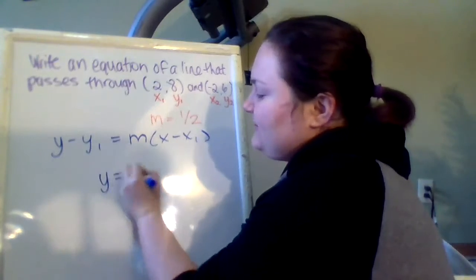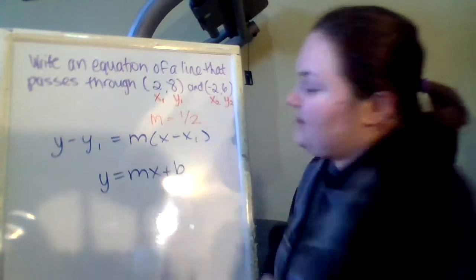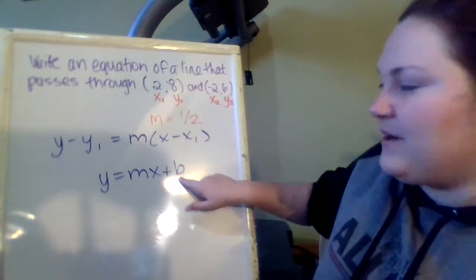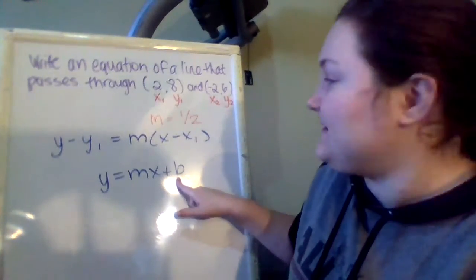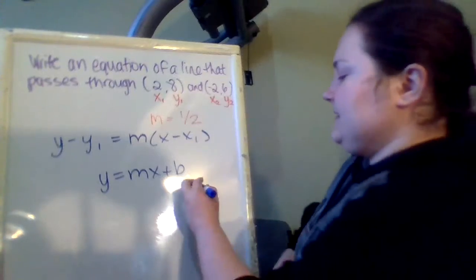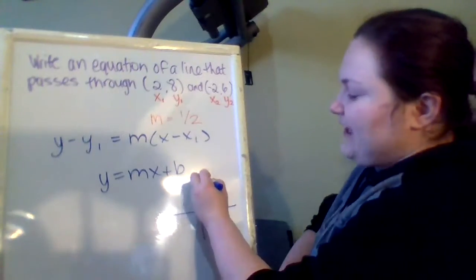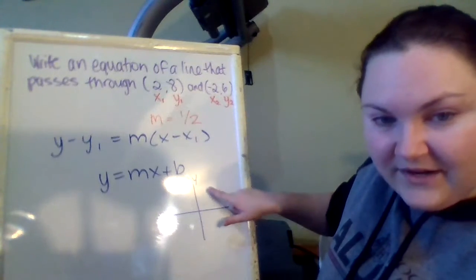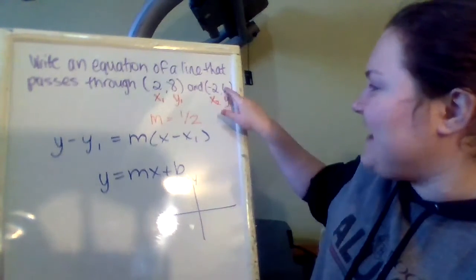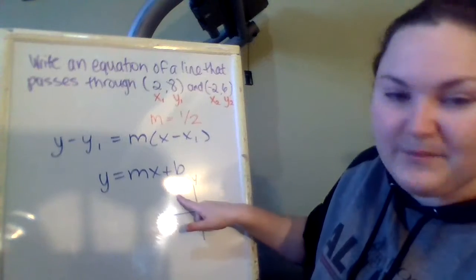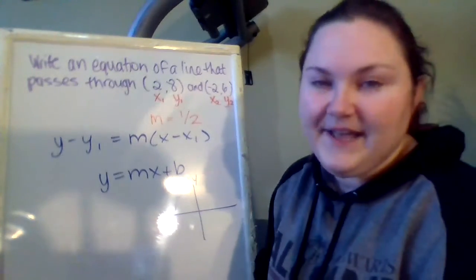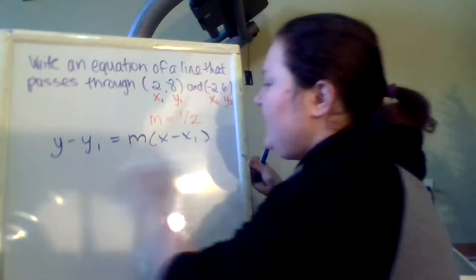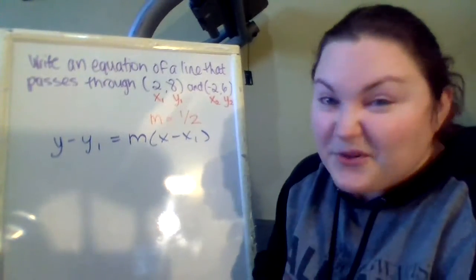If we tried using our other formula, our slope-intercept form, we do know the slope, we know it's 1/2, but our problem is we don't know what the y-intercept is. These are both points, but they are not points where the line crosses our y-axis. 2, 8 would be somewhere over here, and then -2, 6, that would be somewhere over here. So we wouldn't be able to use slope-intercept form. The rest of this is just more substitution.